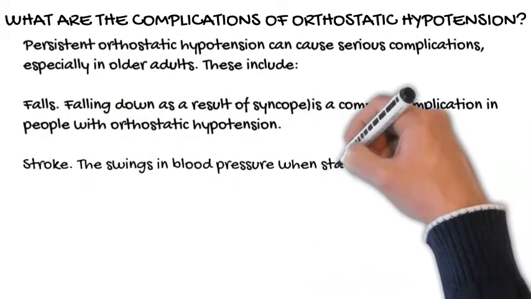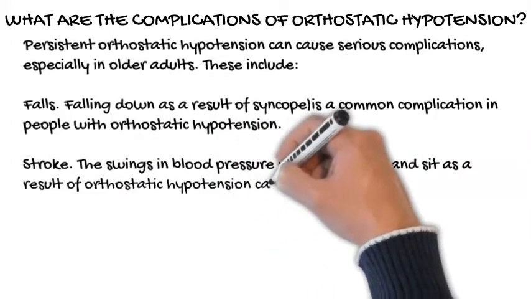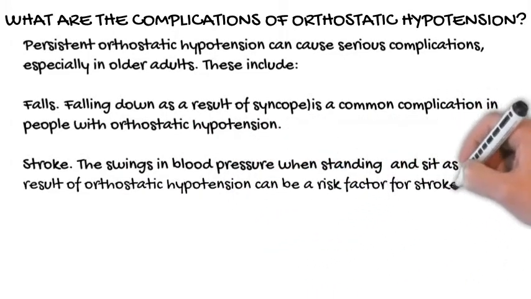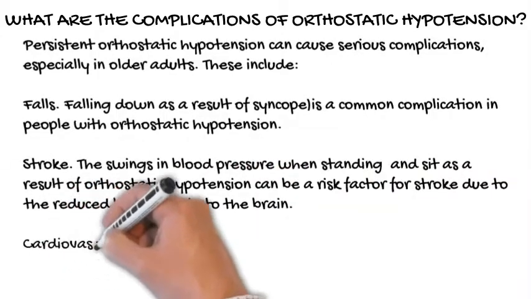Stroke. The swings in blood pressure when standing and sitting as a result of orthostatic hypertension can be a risk factor for stroke due to the reduced blood supply to the brain.